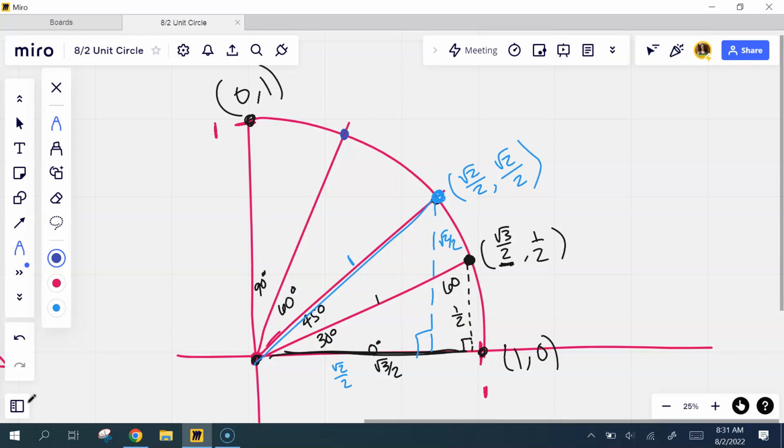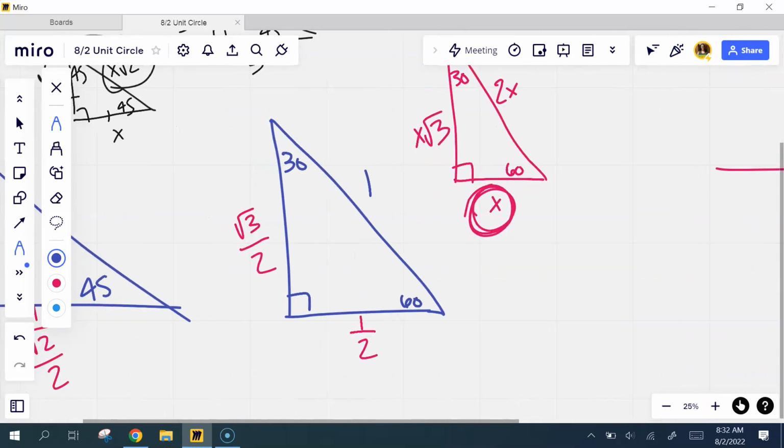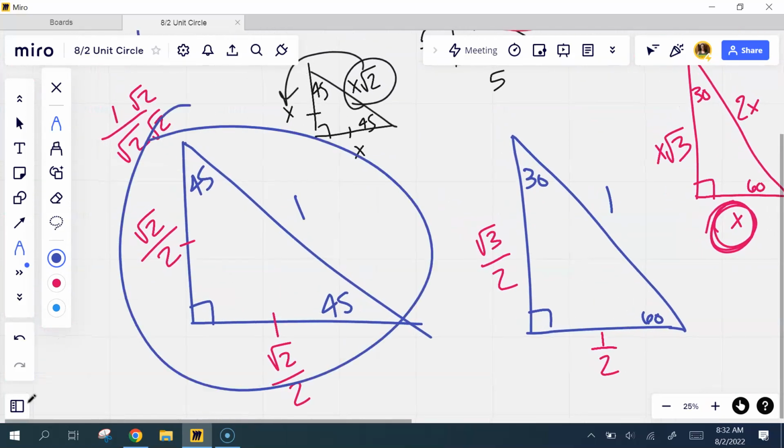Last one here, which is pretty easy because it's essentially this. Okay, across from the 90-degree angle is your hypotenuse. So that's the radius of the circle. So the hypotenuse on all of these will be 1. Right. So go back to this one. It's just twisted, but it's the same.